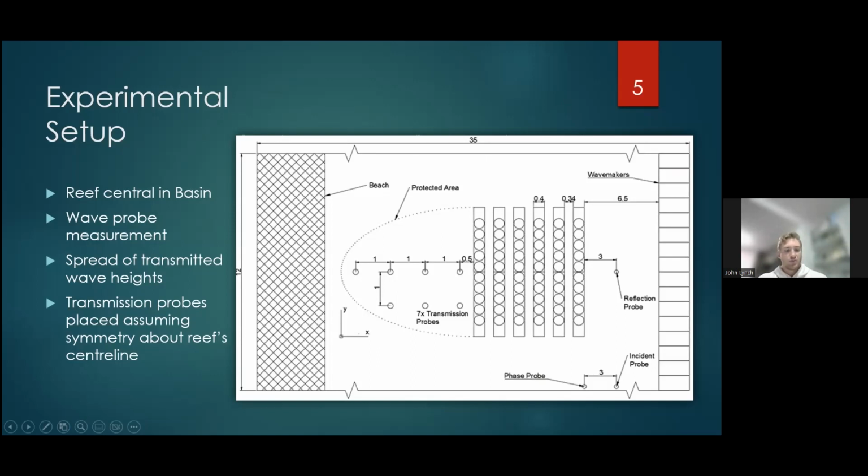The boundary of this protected area is the half ellipse you can see, and it's a function of the reef length, which is the length of the module rows. Due to the symmetry of the setup, transmission probes are placed along the reef centerline and to one side to increase the precision of transmitted wave measurement.